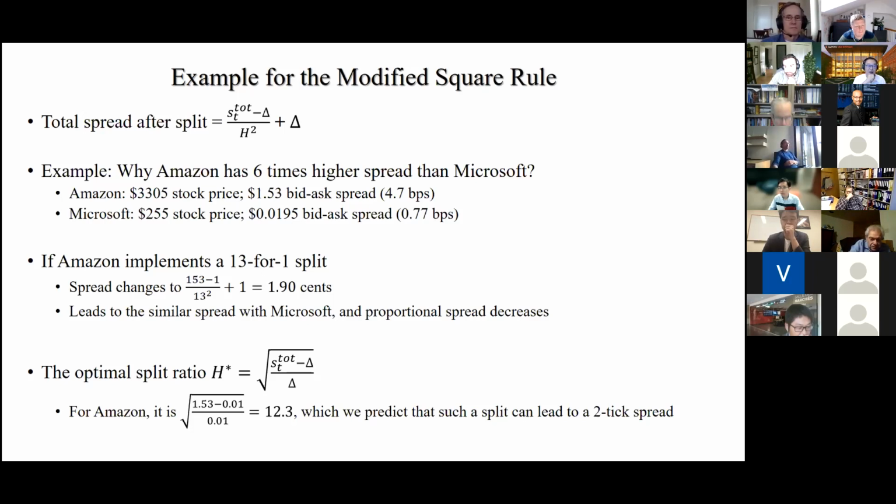So if Amazon does a 13-for-1 split, the nominal price will change to be like Microsoft's, and the bid-ask spread will also be identical to Microsoft's. So basically, Amazon should do a 13-for-1 split. Or if they take my model more seriously, the optimal ratio actually is a 12.3 to 1 split. So if you look at these firms at fundamental value, it just follows.